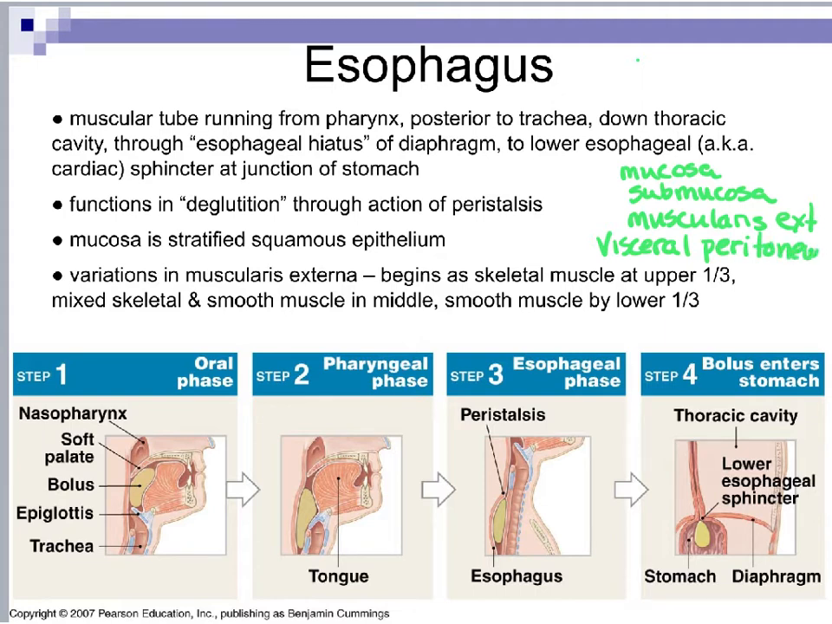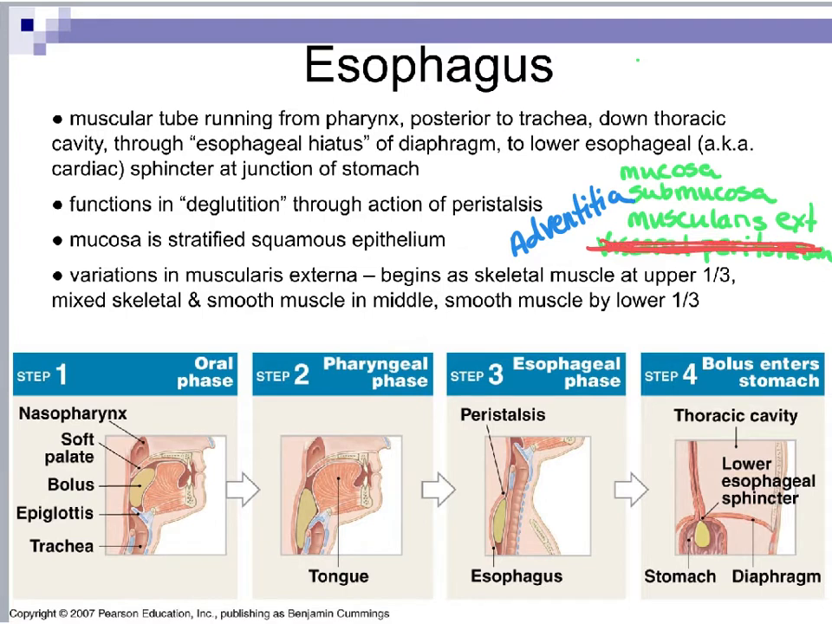Now, it's not always called visceral peritoneum. That is in all locations except the esophagus. So the esophagus doesn't have visceral peritoneum. It doesn't have that serous membrane as its most superficial layer. What it has is a layer of dense irregular connective tissue that we call adventitia. So that's a difference here with the esophagus versus elsewhere in the GI tract. That outermost layer is referred to as adventitia. It's dense, irregular connective tissue, not a serous membrane, so we don't call it visceral peritoneum.